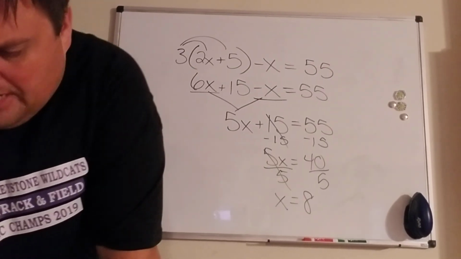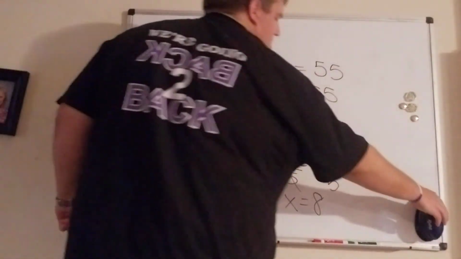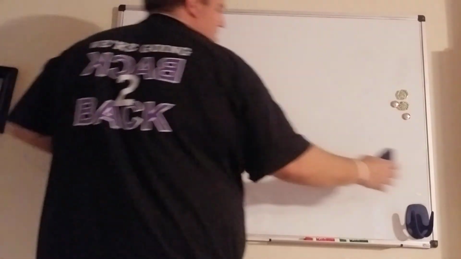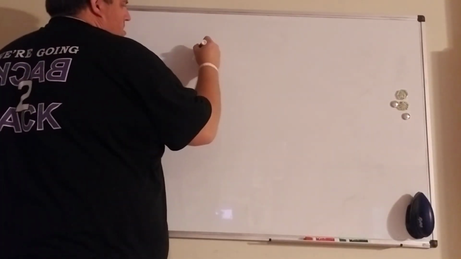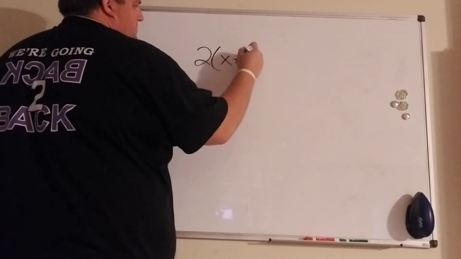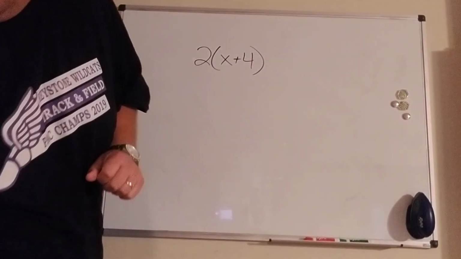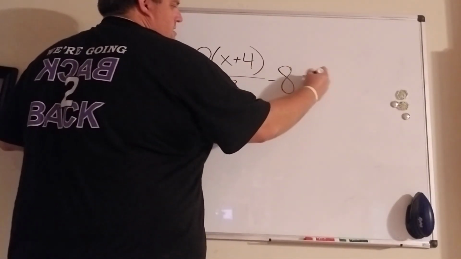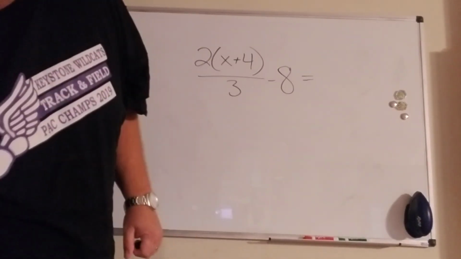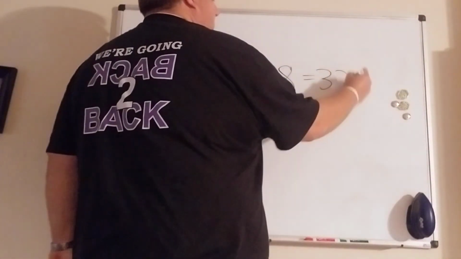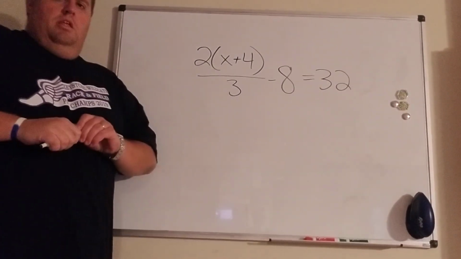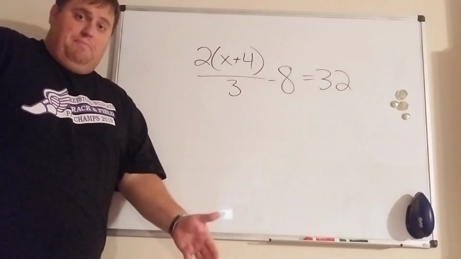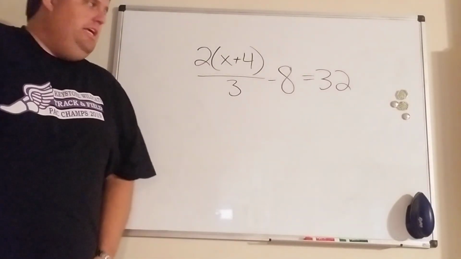All right, so in example 1, we have 2 times the quantity x plus 4 over 3 minus 8 equals 32. Cool. All right, so some similarities and differences. All equations are going to look a little bit the same, and they're all going to look a little bit different. They're all a little unique, right?